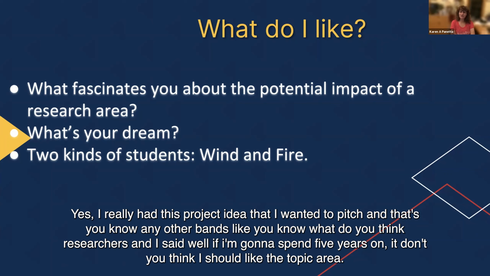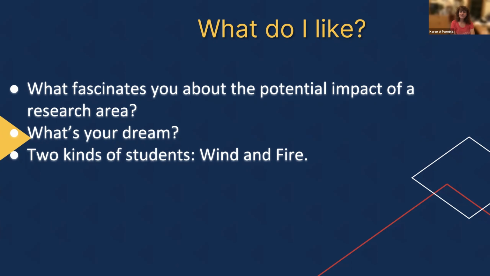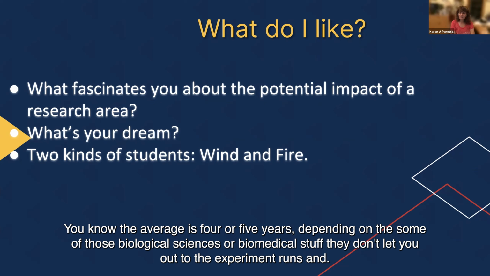He's like, what do you think research is? And I said, well, if I'm going to spend 5 years on it, don't you think I should like the topic area? So you want to make sure that, this is a relationship that you're going to have to build. PhDs do not come out in a year. The average is 4 or 5 years.